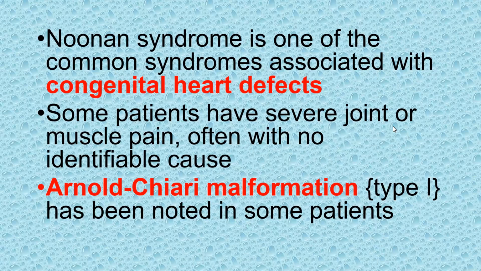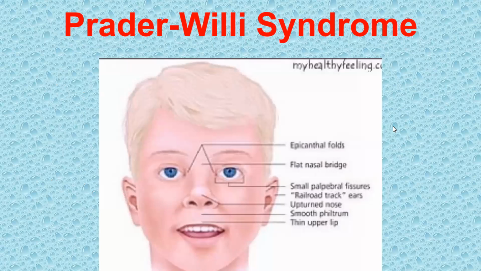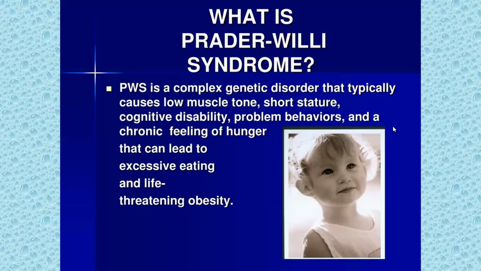The Prader-Willi syndrome. The PWS is a complex genetic disorder that typically causes low muscle tone, short stature, cognitive disability, problem behaviors, and a chronic feeling of hunger that can lead to excessive eating, and they become so fat.